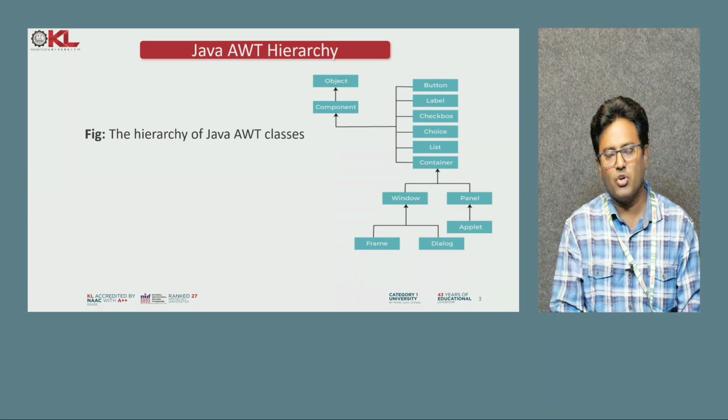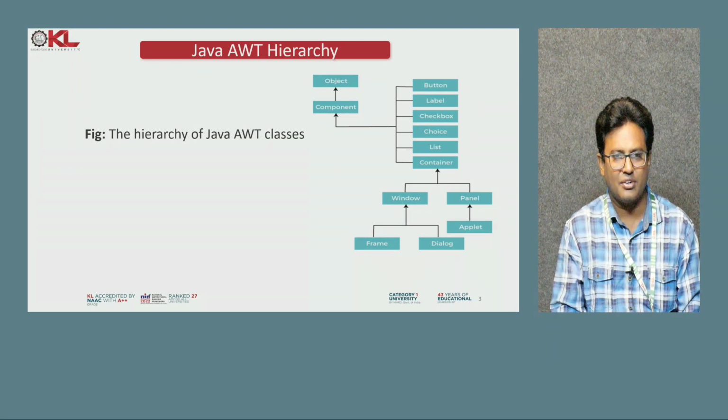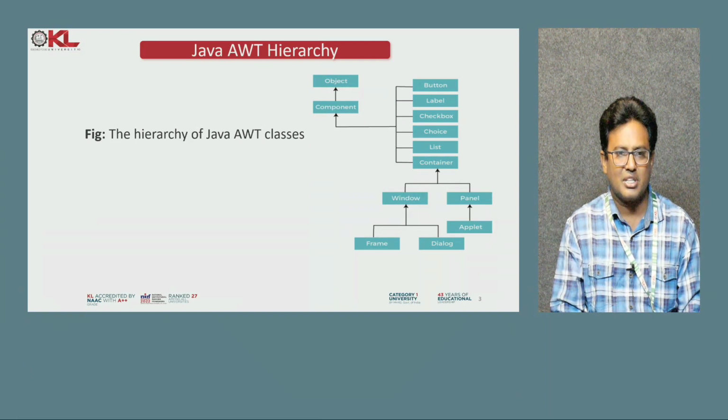By seeing this diagram, you can understand the hierarchy of Abstract Window Toolkit. If you keenly observe, in Java, all the classes are subclasses of the Object class. So here also, in Abstract Window Toolkit we are going to be creating various components. All these component classes are subclasses of the Object class. By seeing this diagram, you can understand what a component is. Component in the sense it might be a button, it might be a label, it might be a checkbox, it might be a choice, it might be a list, even it might be a container.